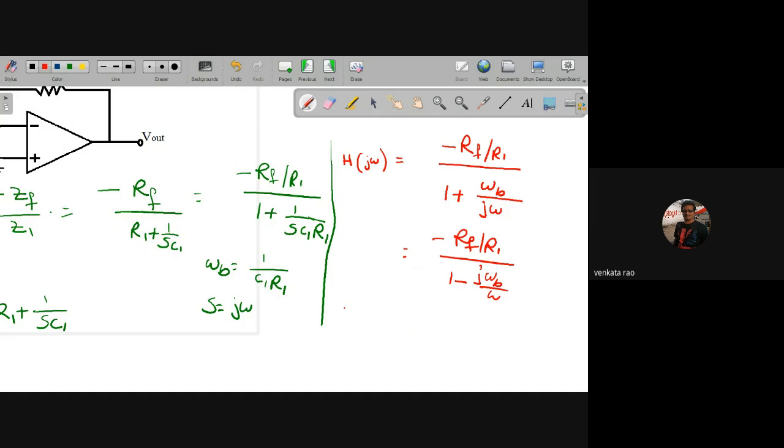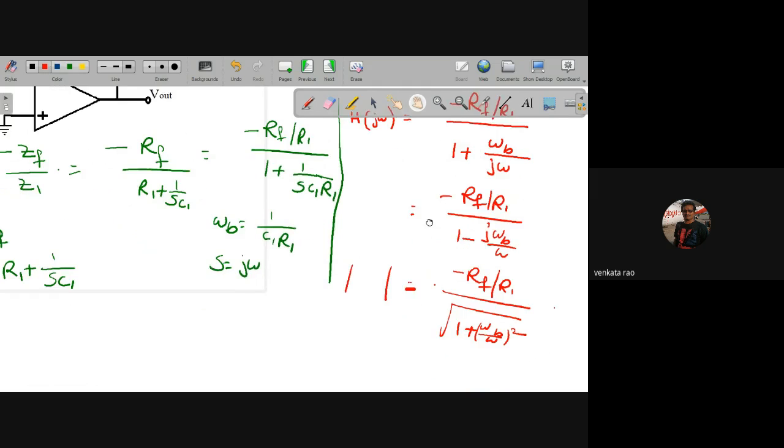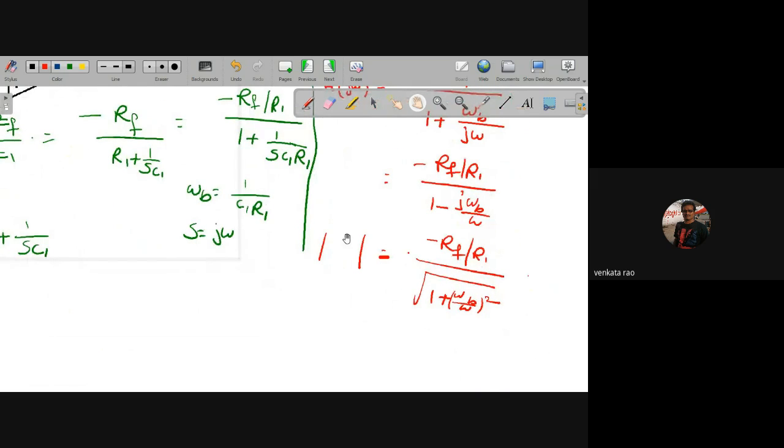Just take the magnitude. So minus RF by R1 by square root of 1 plus omega B by omega whole square. So this is the closed loop gain, sir. Compared to the integrator, I'm going a little bit fast here because we already did the integrator in detail.